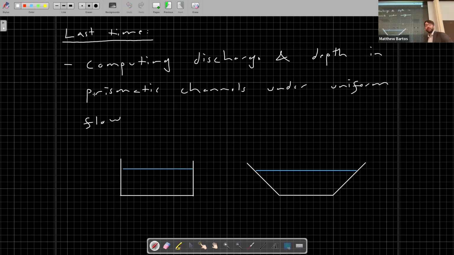So we applied Manning's equation to compute both the discharge and depth in prismatic channels under uniform flow conditions. We looked at a rectangular channel. We looked at how we could compute the discharge given the depth in the channel, and we looked at how we could implicitly compute the depth given the discharge in the channel. And towards the end of class, I gave you an example exercise to work through performing those same computations for a trapezoidal channel.